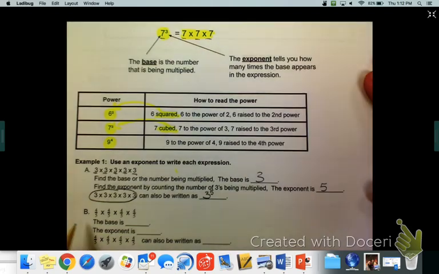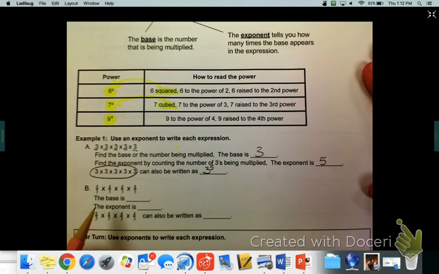The second example has 4/5 times 4/5 times 4/5 times 4/5. The base is 4/5. The exponent is 1 time, 2 times, 3 times, 4 times. It's written there 4 times. So this expression can be written as 4/5 to the fourth power. You often see fractions written with parentheses around it just to separate the exponent and the base. So you might see it written with parentheses as well.